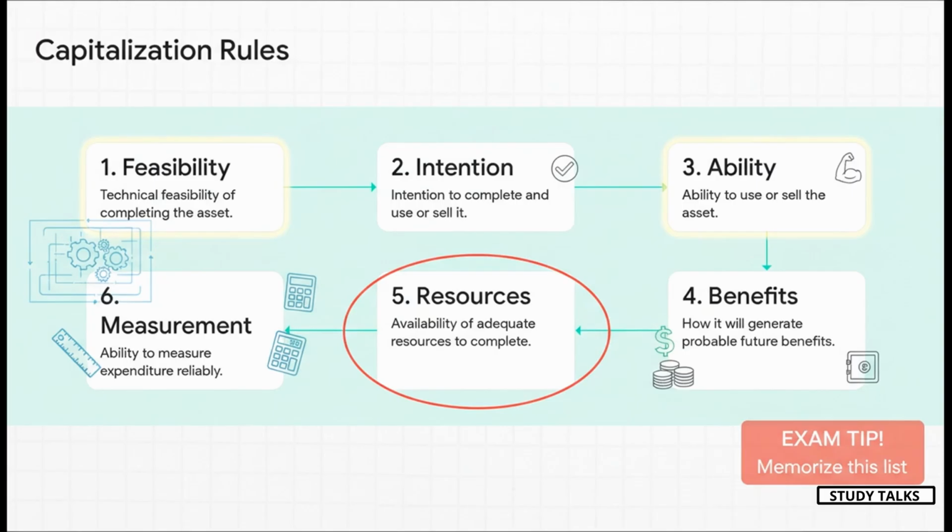So, to capitalize your development cost, you have to meet all 6 of these conditions. You've got to prove it's technically feasible, that you intend to finish it, and that you'll be able to use or sell it. You also have to show how it'll generate future benefits, prove you have the money and people to finish it, and of course, reliably measure what you've spent. You need to memorize this list. A 5-mark question asking you to apply these 6 criteria is a real possibility.